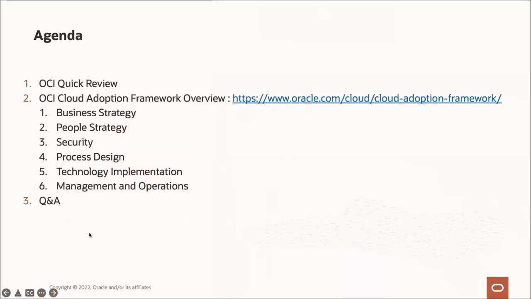This is the agenda that we have for today. We're going to start with a quick OCI review to get everybody up to speed on where we are. We have made a ton of progress in the different regions and in the different services that we have released for our customers. Then we're going to jump into an overview of the Cloud Adoption Framework. What is it? How is it going to be useful for you? And then we're going to drill down into the 6 pillars that we have as part of this OCI Cloud Adoption Framework.